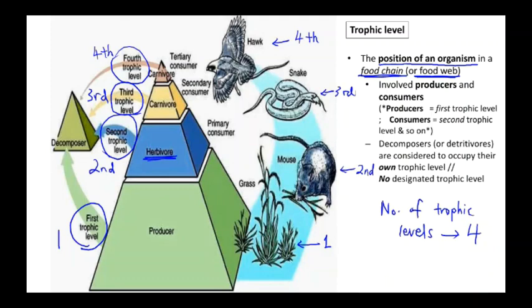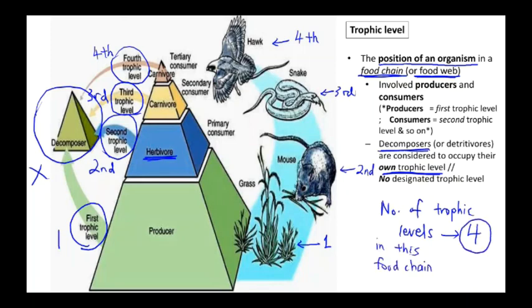What about decomposer? Decomposer is on its own. They have their own trophic level, so we do not consider it as a trophic level in the food chain. That's why the number of trophic levels in this food chain is only 4 and not 5, because decomposer is on its own.